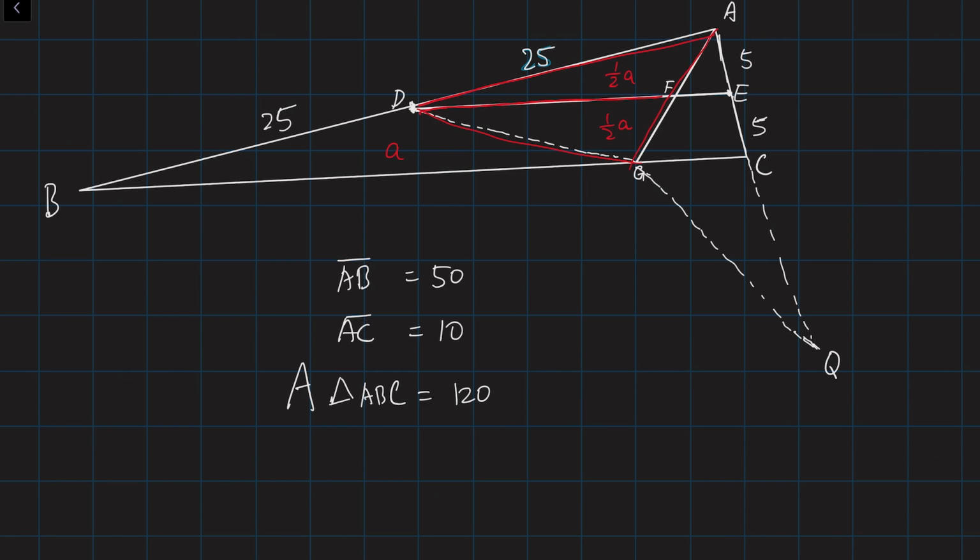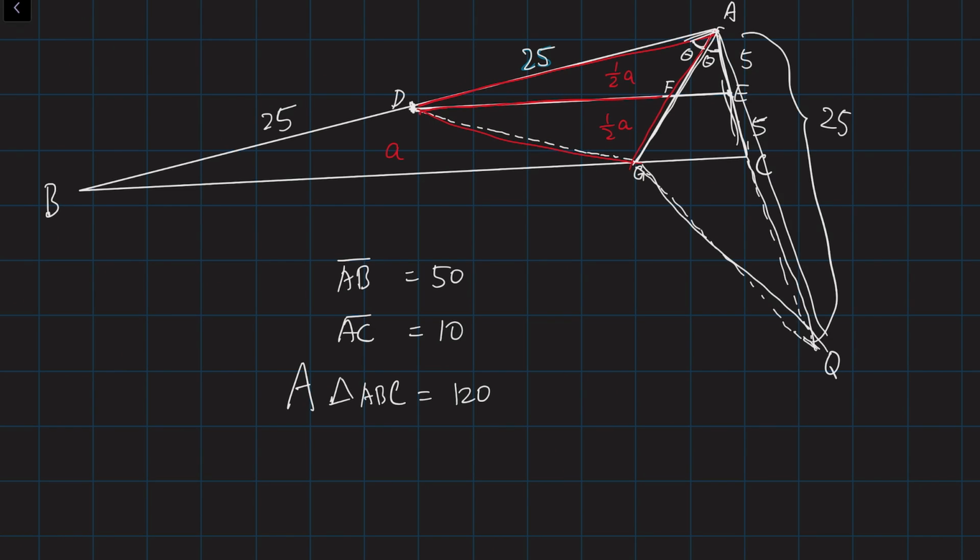I'll call this point Q. So observe AC and CQ. I'm going to say that the whole thing, the AQ, would equal 25. I'll show you what I mean. Since this angle equals this angle, they're both theta, right? Triangle ADG should be similar to triangle AGQ. Those two should be similar triangles.